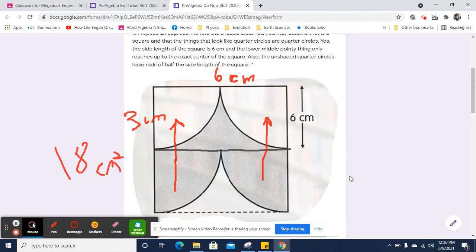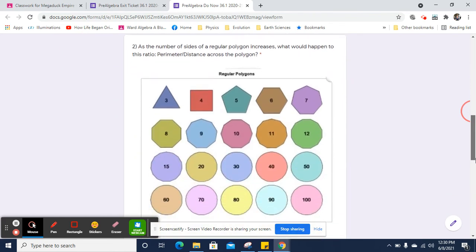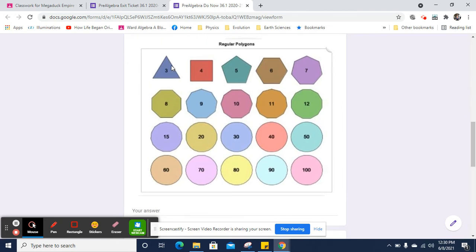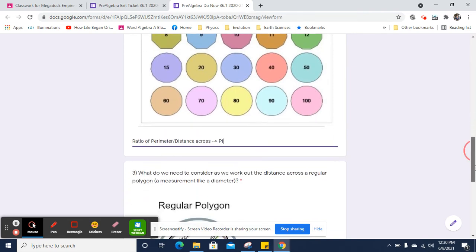Okay, let's keep moving. The next question I'm asking you: as the number of sides of regular polygons increase, what would happen to the ratio of the perimeter over the distance across the polygon? And as you might notice, the polygons become closer and closer to circles. So what should happen is the ratio of perimeter over distance across should approach pi. That's what it should head toward. It should get closer and closer to pi.